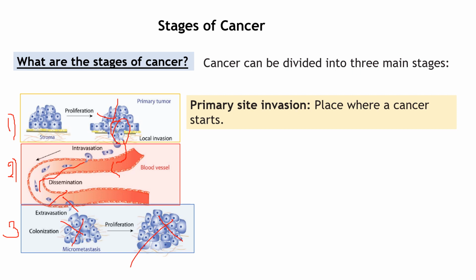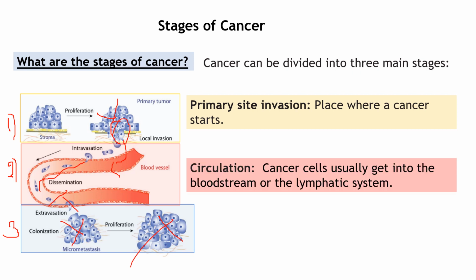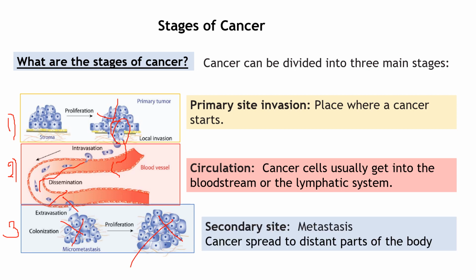At the beginning you have a primary site invasion, that is the place where the cancer actually starts. Second, in the circulation, cancer cells usually get into the bloodstream or the lymphatic system, and we're going to watch a video about that and how the cells move. And later, they go into a secondary site. That is when metastases happen, when the cancer has spread to distant parts of the body.